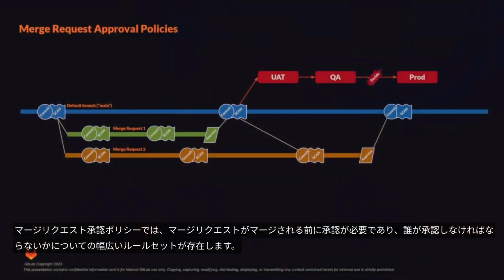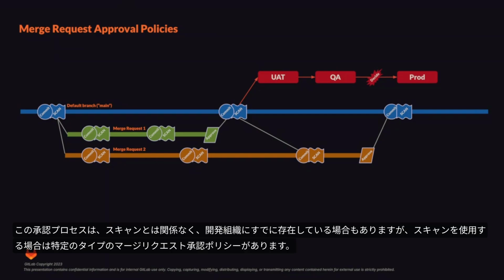And so what we do then is we call on merge request approval policies. So merge request approval policies say the merge request requires approval before it can be merged. And that approval, there are a broad set of rules as to who has to approve. And that approval might already exist in your development organizations, that approval process, those rules, even outside of scanning.